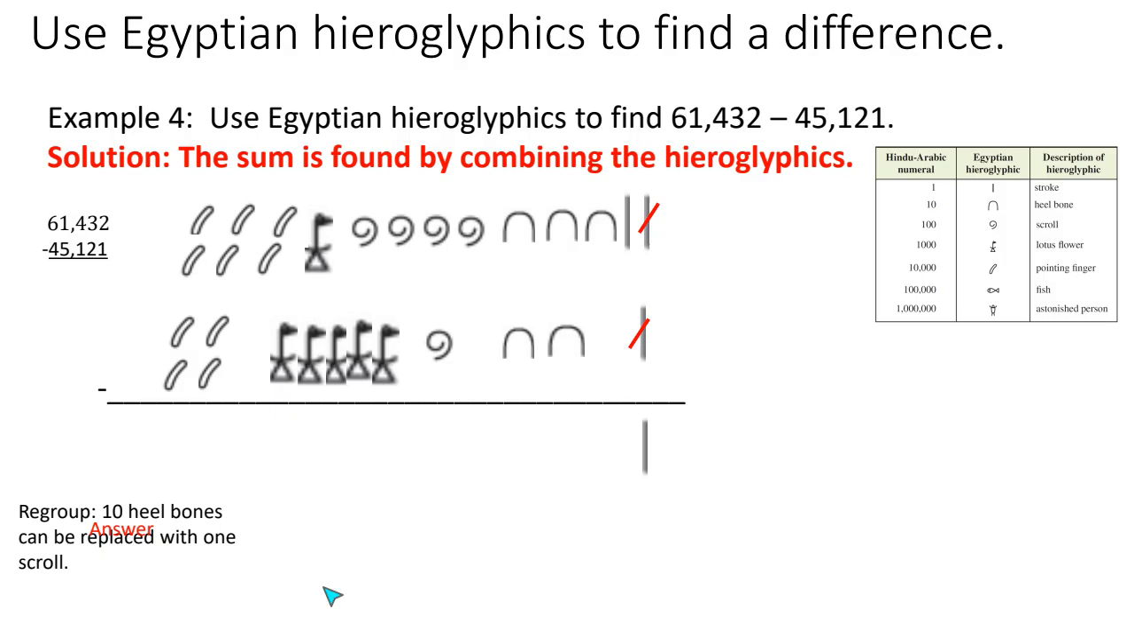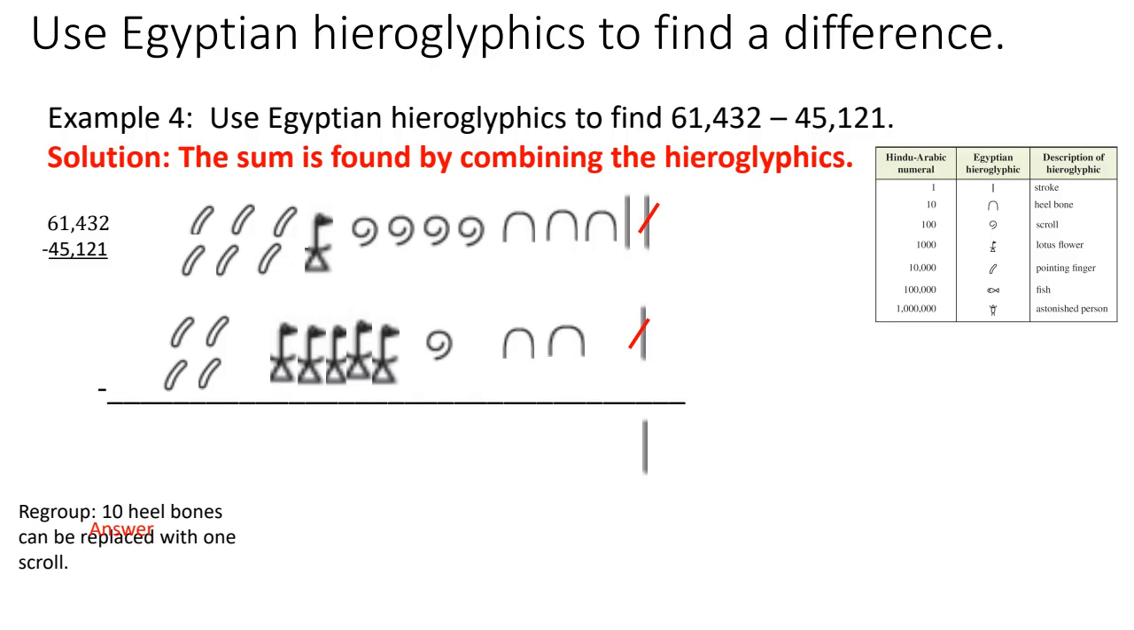What if we want to subtract? Okay, so to subtract, we can represent our numbers, which I did here. 61,432, I can write it as Egyptian right here. And then 45,121 is down here. And here we want to subtract 2 minus 1. So from the 2, we want to take away 1. I represented it with the red little scratch here. And so if I have 2 and I take away 1, then I'm left with 1.